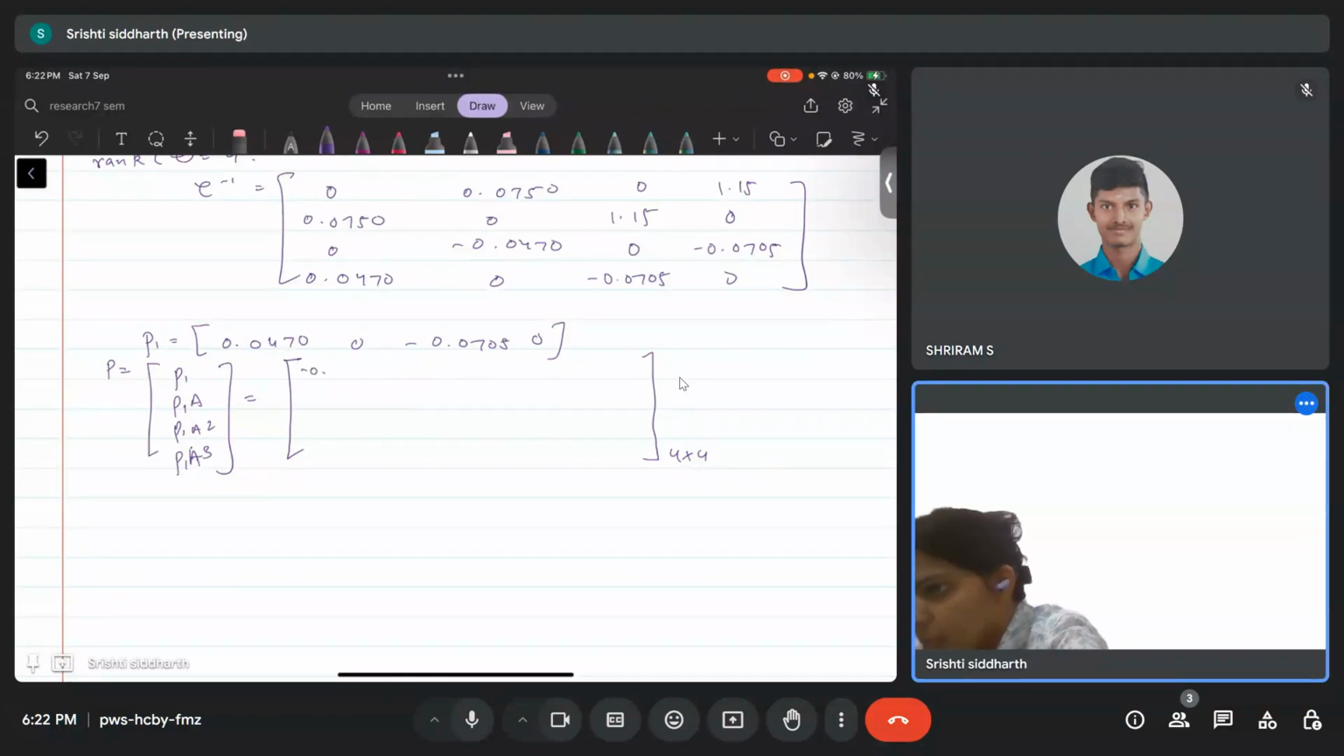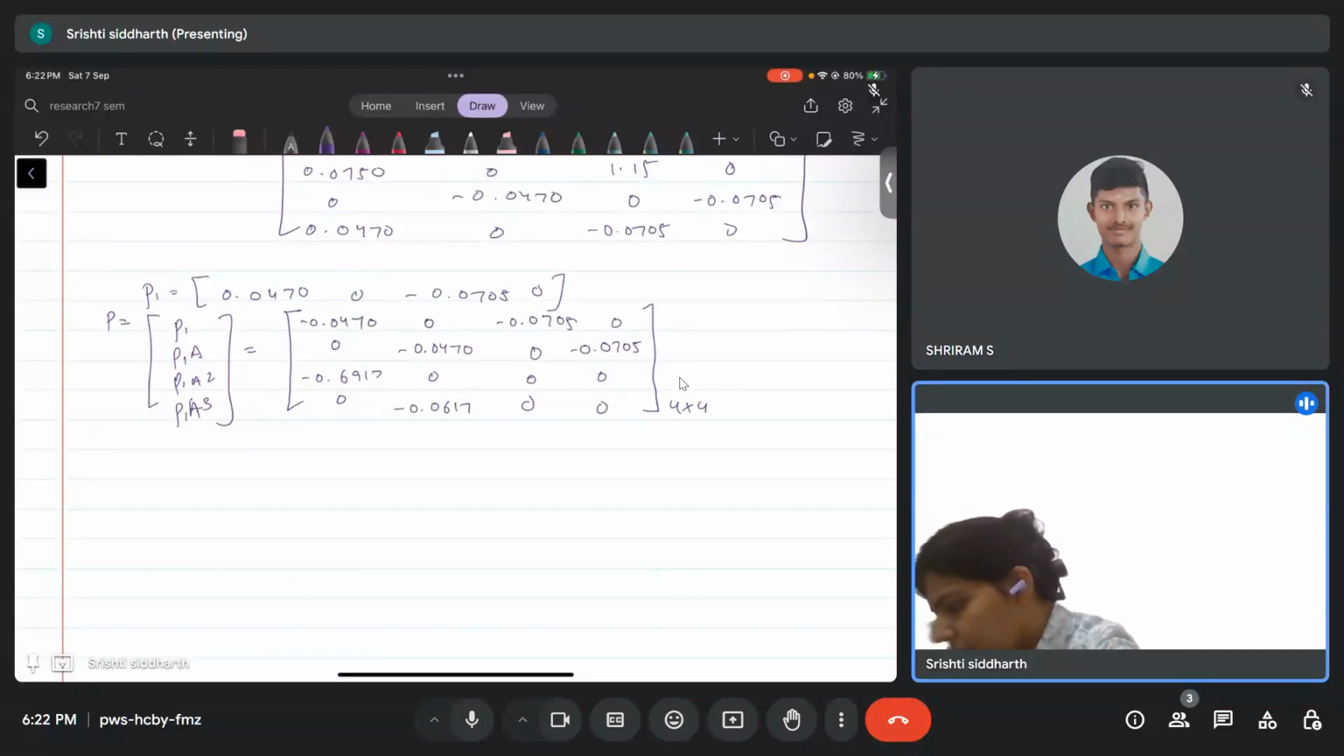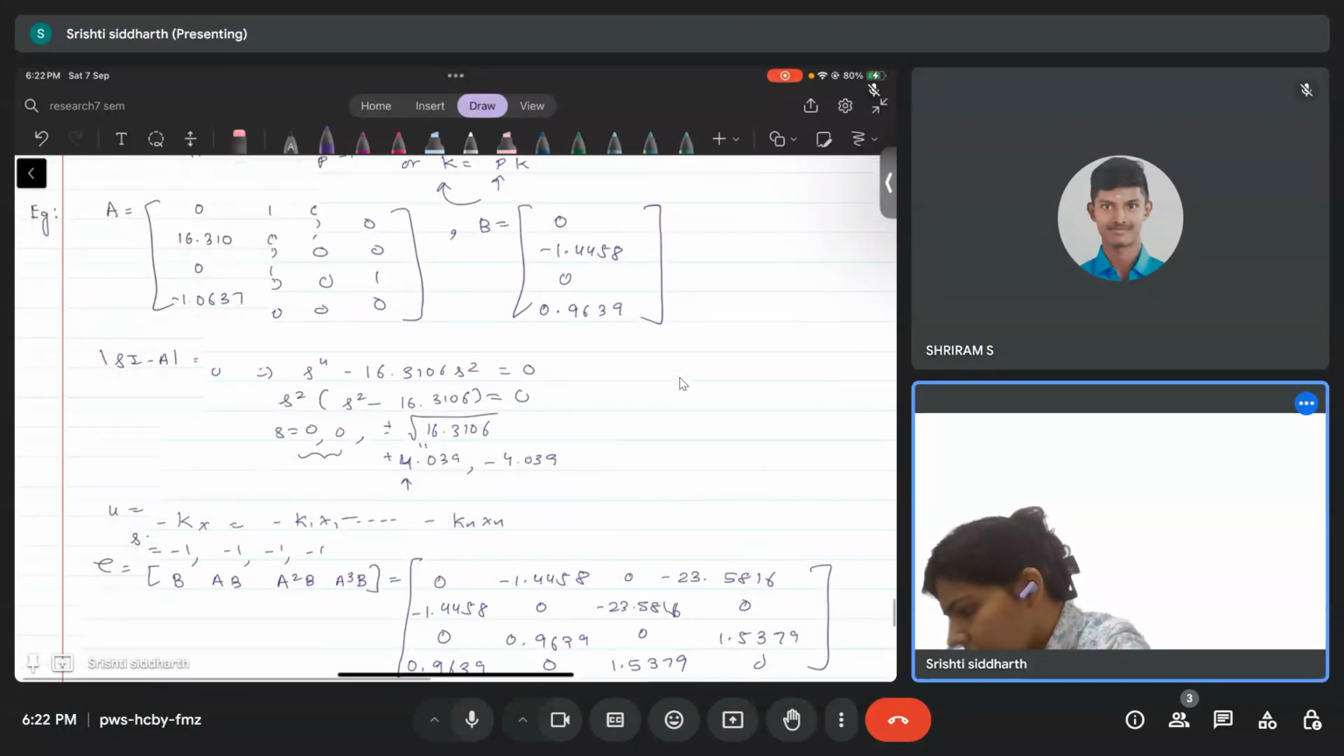So this is minus 0.0470, 0, then minus 0.6917. So you can check this on your own after the class. So then the characteristic equation, we already have that. So now that we know P, let's see how we can find K then.